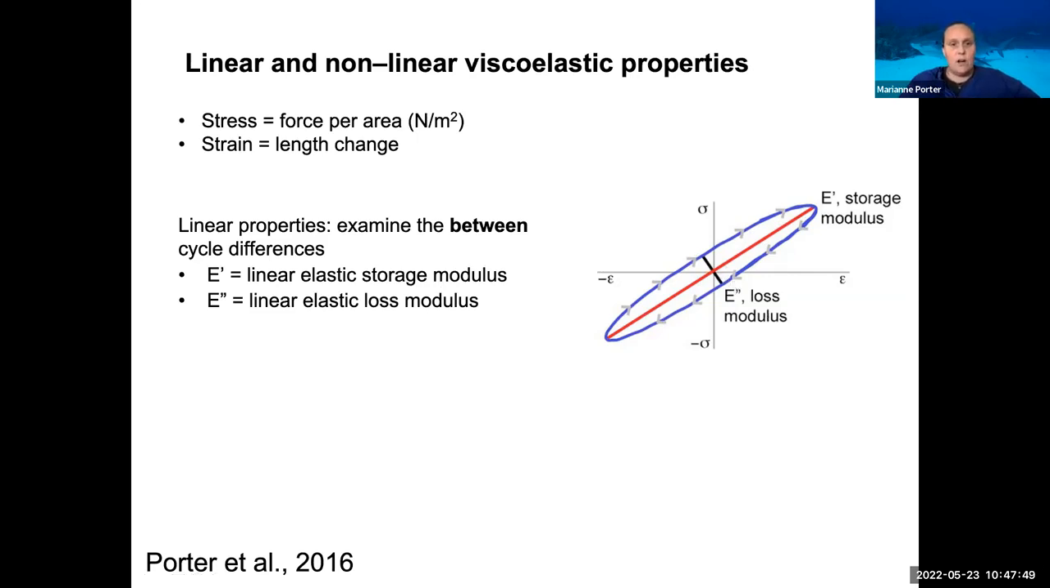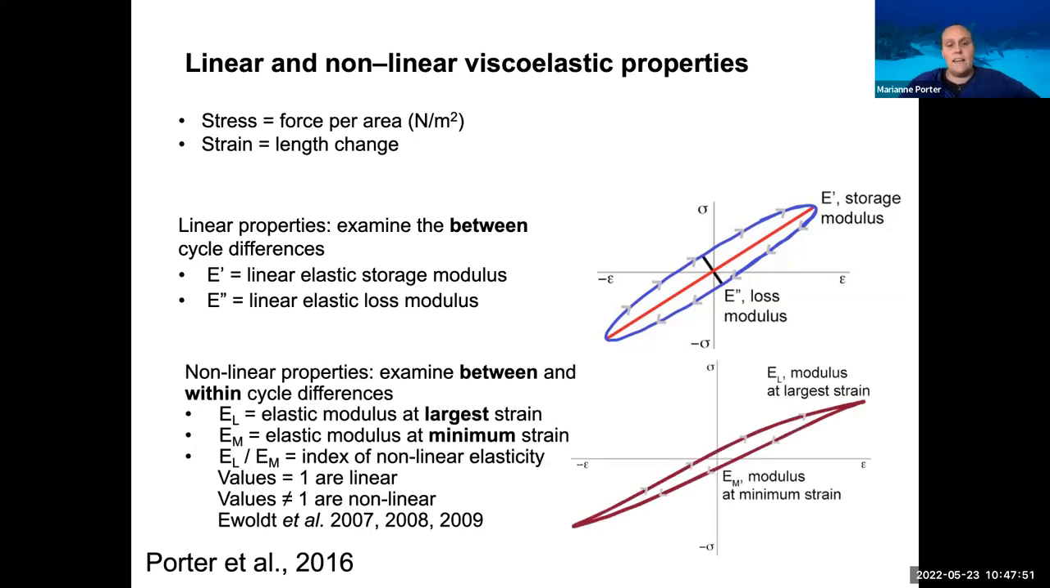If we're thinking about nonlinear properties, we're going to be examining between and within cycle differences. So not only what's happening between cycle 1 and cycle 2, but what's happening at the beginning of cycle 1 and at the end of cycle 1. And so we're thinking about reconstructing this midline like we did in our linear mechanics, and it's not quite going to work as well. It won't be a straight line. It's going to be curved.